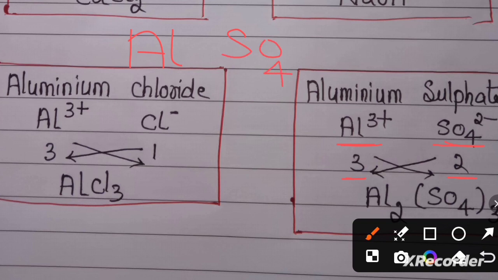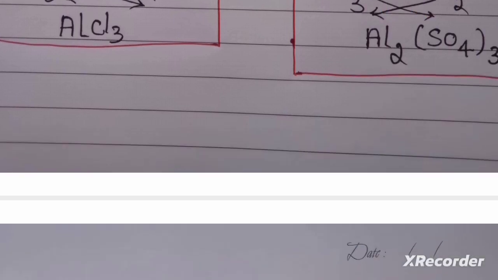Al SO4. So the sulfate valency is 2. You pass this to aluminium, write Al2. And aluminium valency is 3, you pass to sulfate. So as sulfate is a polyatomic ion, you have to put a bracket and write the valency of aluminium as subscript. The formula of aluminium sulfate is Al2(SO4)3.